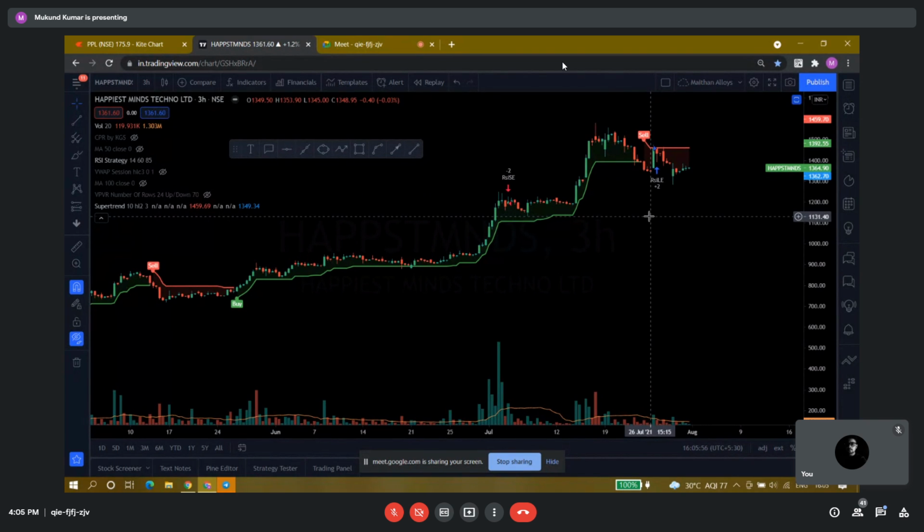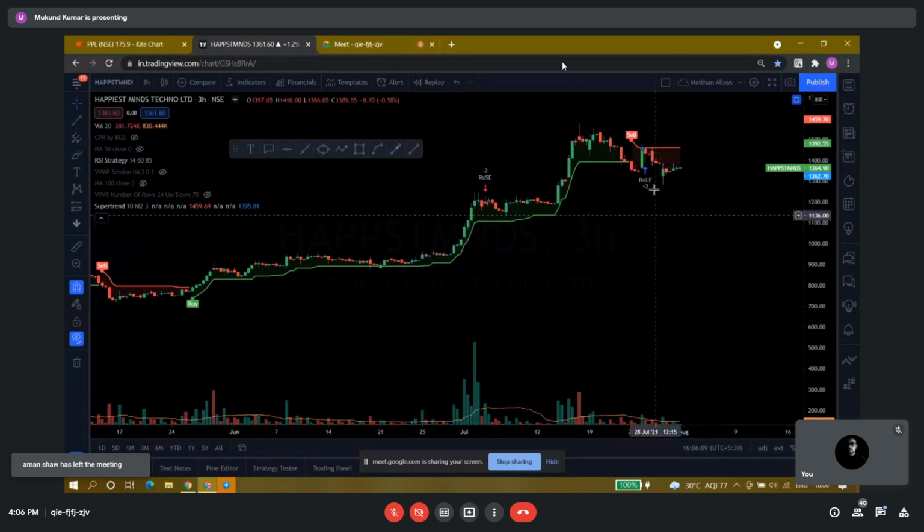But now, for me it is actually showing green. For you, it is showing red, is it? Yes, it is showing red. Okay, for me it is showing green. You may have a different indicator.